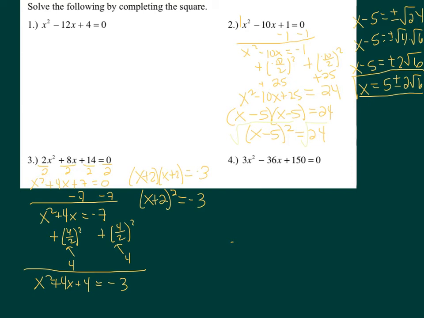So we successfully completed the square. Now we solve with square roots. So we take the square root of both sides, and we're left with x plus 2 equals plus or minus the square root of negative 3.